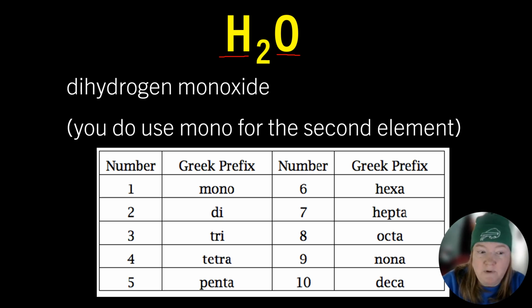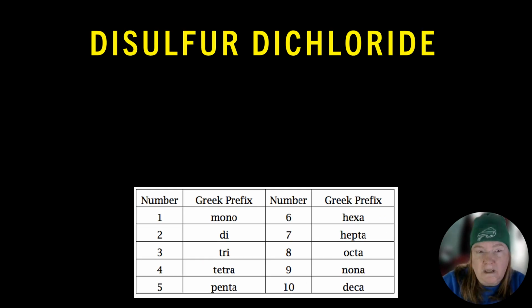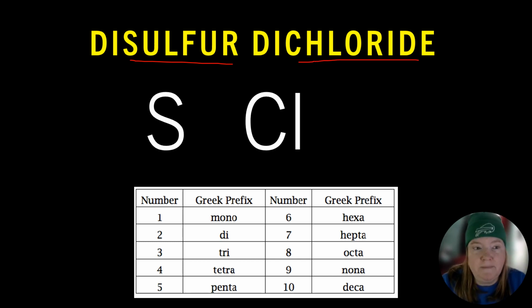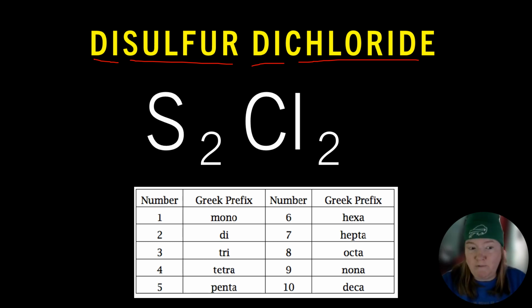Now let's try the reverse. So here is disulfur dichloride. This is super easy. Like, this should never be wrong. So sulfur is what? S. Chloride is from chlorine, right? Di means how many? 2. Voila.